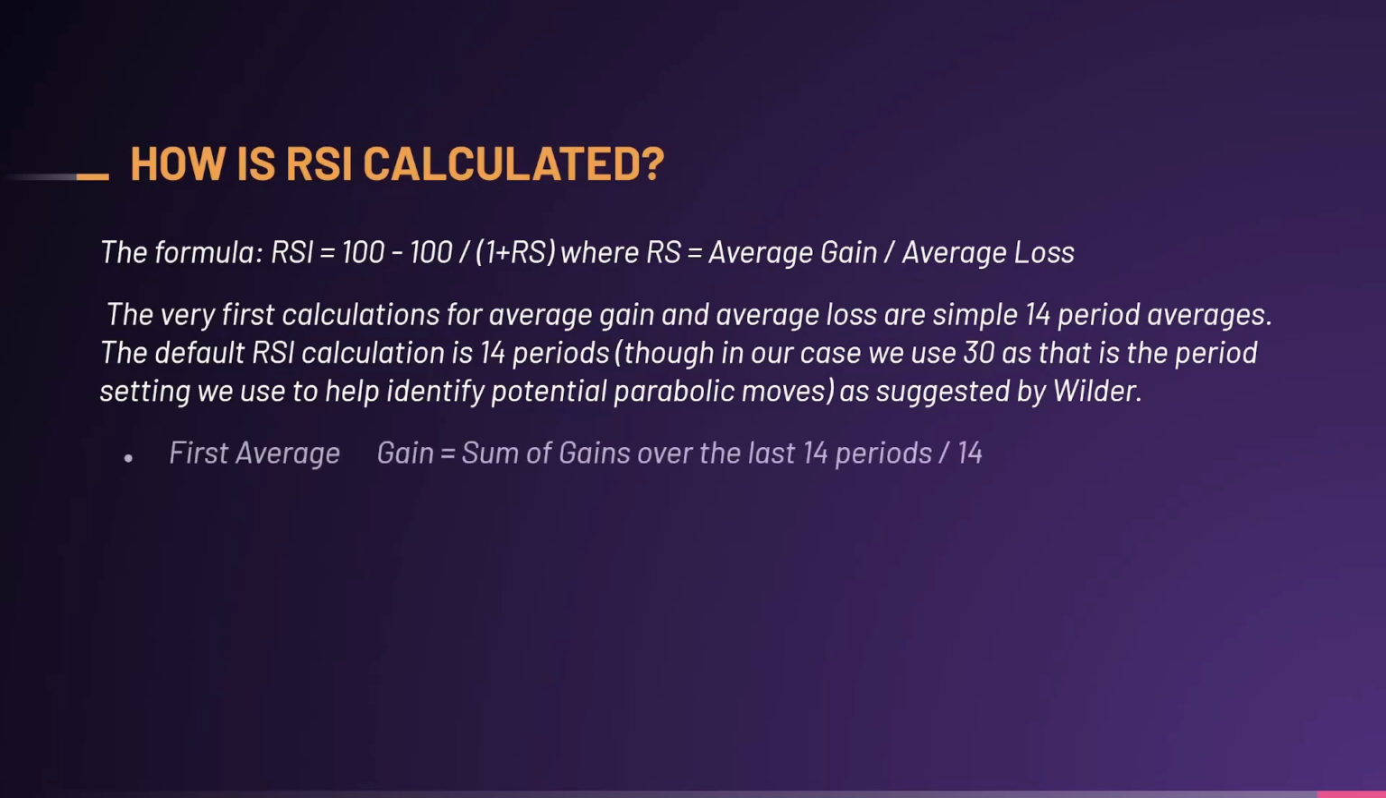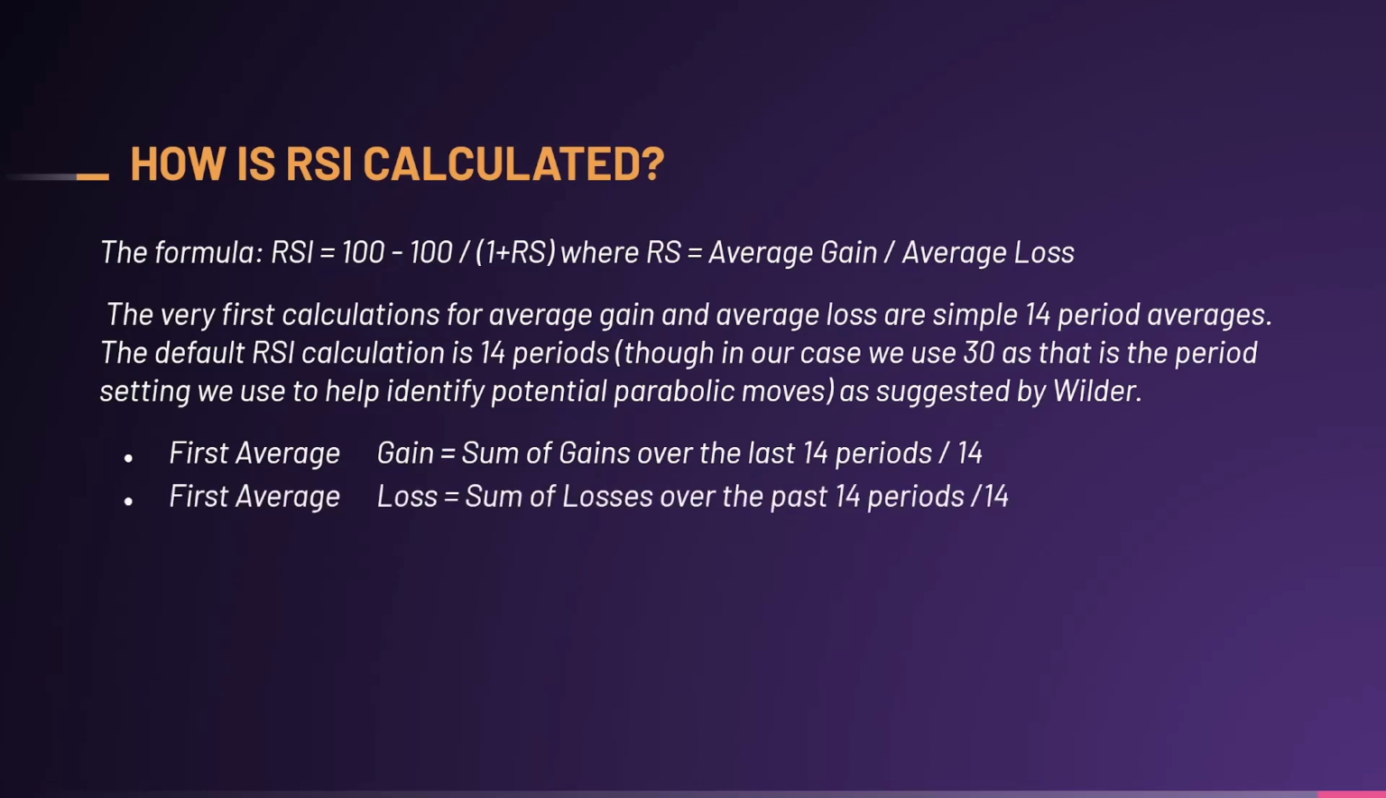Alright? So the first average is the gain, diba? It's the sum of gains over the last 14 periods divided by 14. Ganon din yung first average na loss: sum of losses over the past 14 periods divided by 14. Now again, syempre sa case ni Senior Spyfrat, we change 14 to 30 kasi yun yung ginagamit natin sa RSI setting natin.